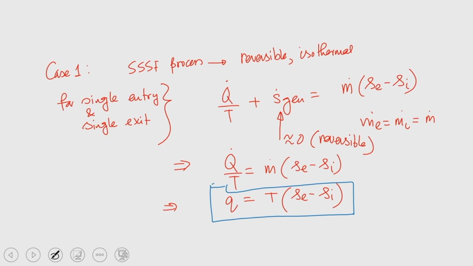Okay. Now, we have to apply again the property relation. So, if we apply the property relation, that is TdS equal to dH minus VdP. Why? TdS is equal to dU plus PdV.